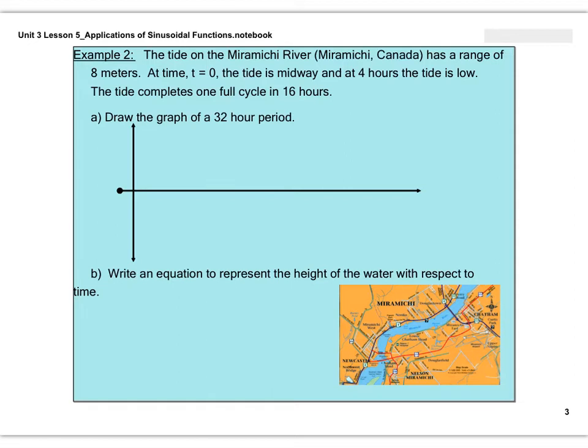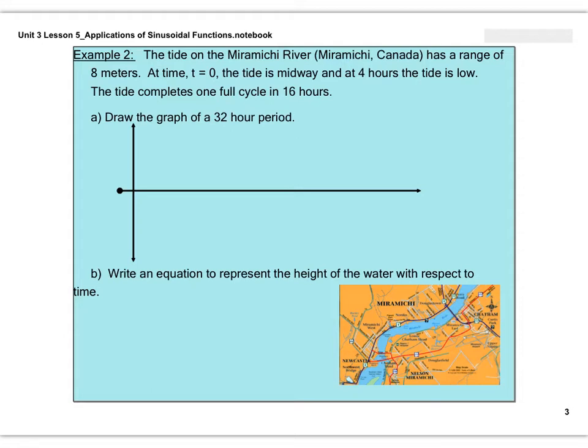Right away, I had to stop and think about this, because I've only really thought about tides being in the ocean before. But this river probably flows to the ocean or from the ocean. And so as the tide comes into shore, it's going to go up the river as well, and it's going to affect the height of the water in the river. And the range is 8 meters. So from its lowest to its highest, it's going to change by 8 meters.